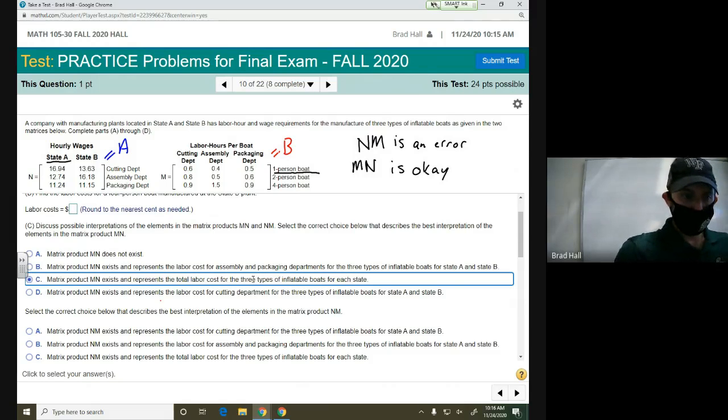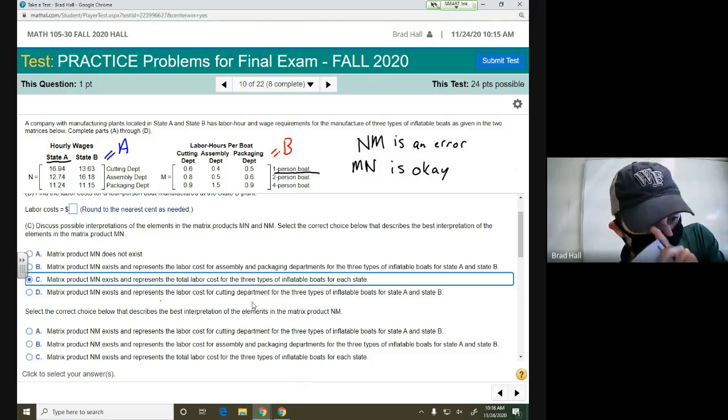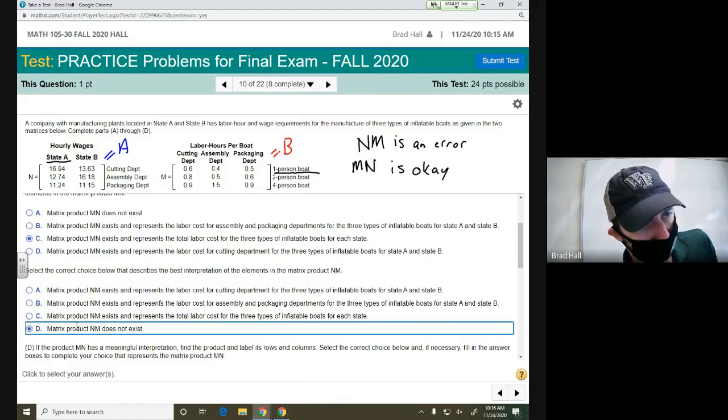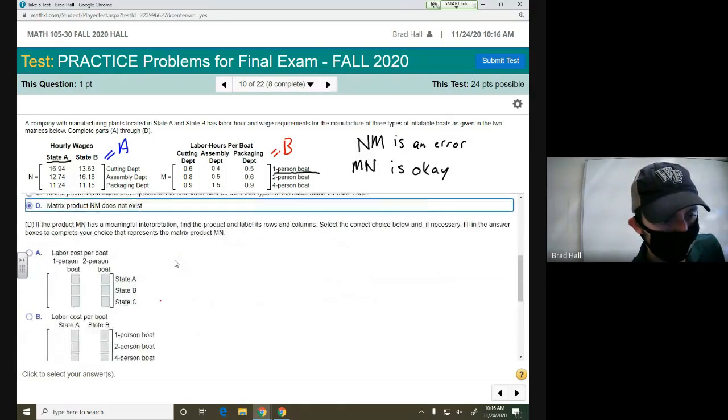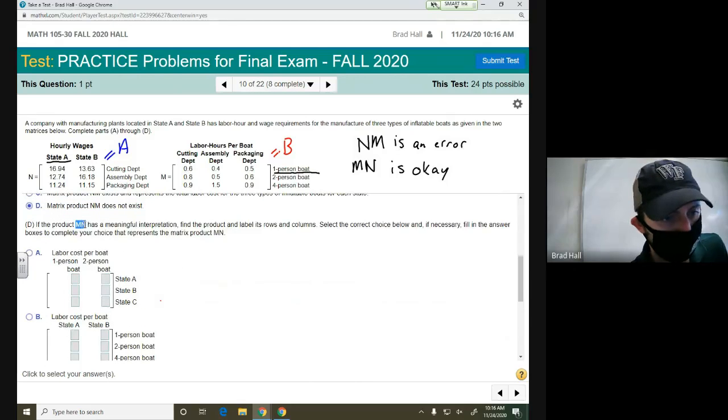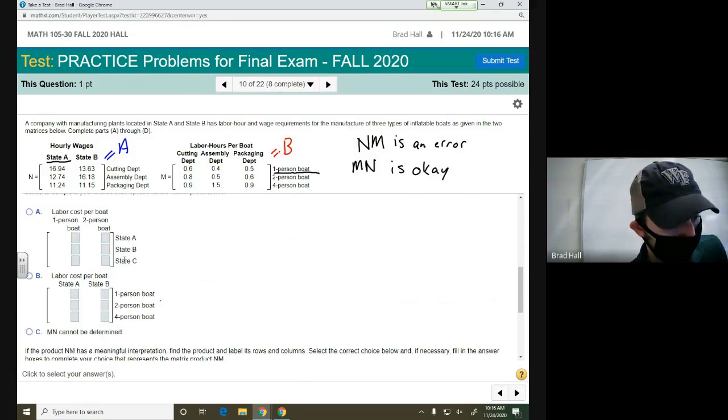Okay. So normally the rows on the left matrix pretty much tell you the accumulated values. And as we just determined, NM is an error. Multiplying them in that order does not exist. And so if MN is meaningful, let's go ahead and write its product down.